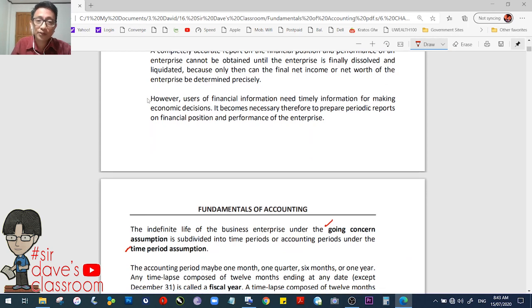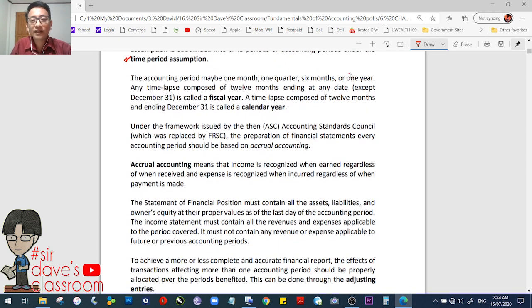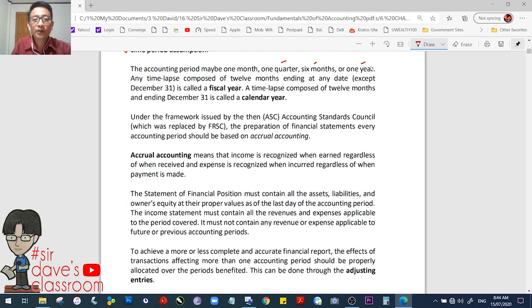Yun yung sinasabi dito sa last paragraph. The indefinite life of the business enterprise under the going concern assumption, the time period assumption, etc. This is just a review of the things that we have taken up, some of which in chapter 1 pa. Okay? Going concern assumption, we assume that the business has an indefinite life. Time period assumption, hinahati-hati natin yung life, yung indefinite life ng business into time periods. Okay? 1 year, 6 months, or 1 quarter usually.